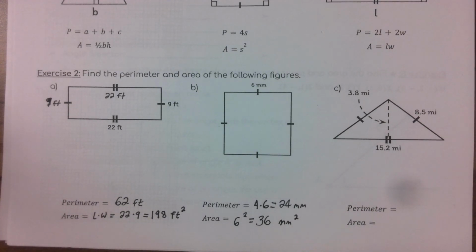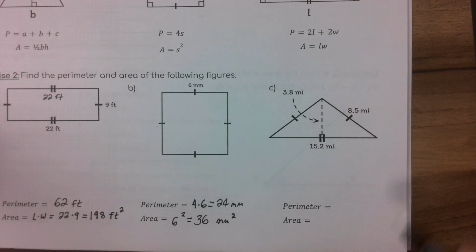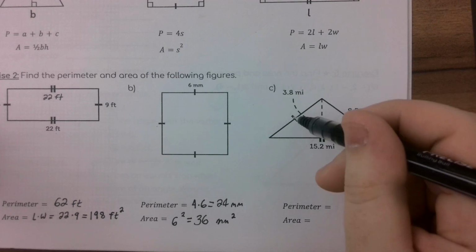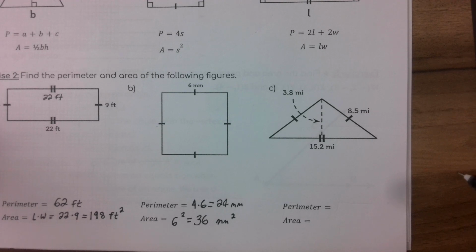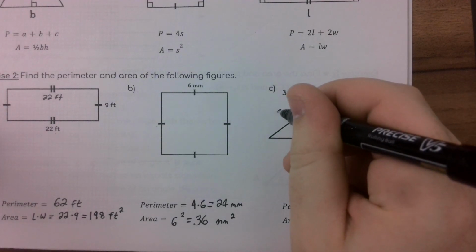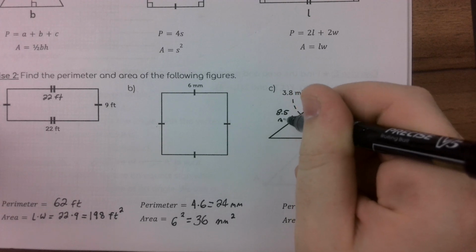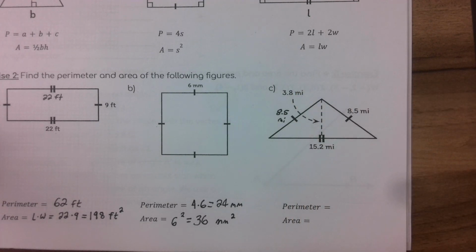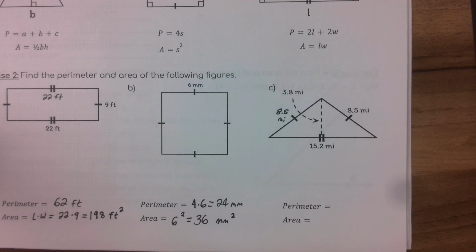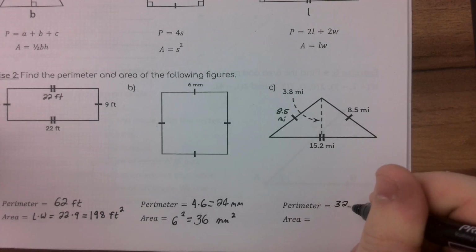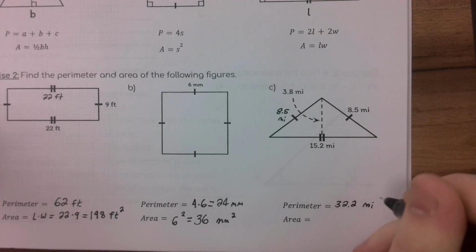Last but not least, we have to find the perimeter and area of this triangle. And I tried to trick you on this one. With this triangle, notice that we have two congruent sides. Those two sides are marked off as being the same. So if this side is 8.5 miles, this missing side is also 8.5 miles. The 3.8 does not refer to this side, it refers to the height of the triangle. So if we do 8.5 plus 8.5 plus 15.2, we end up getting a perimeter of 32.2 miles all the way around.